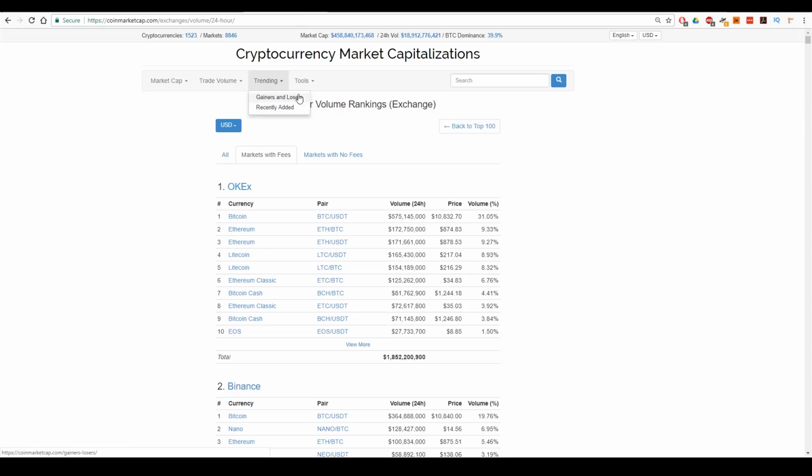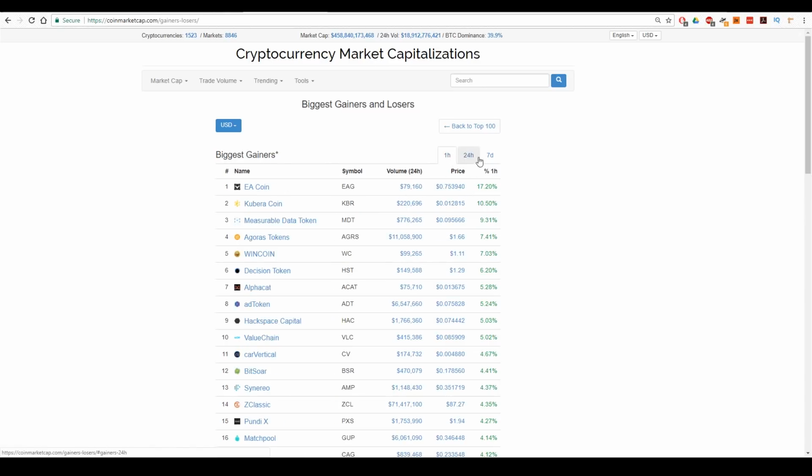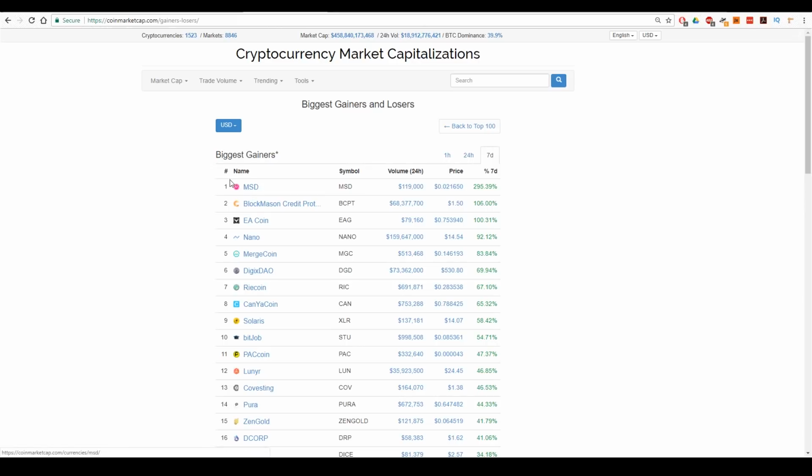You can look at trending, gainers and losers. You can see what the highest performing cryptocurrencies are, over the last 24 hours. You can look at 1 hour, you can look at 7 days. We can see this coin MSD, I have no idea what it is. EA coin, Nano, Merge coin, you can see these were the highest performing over that time.